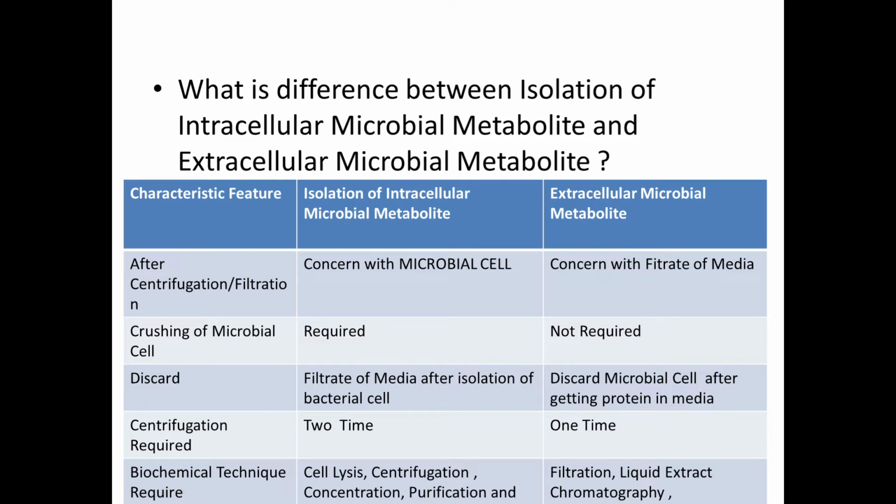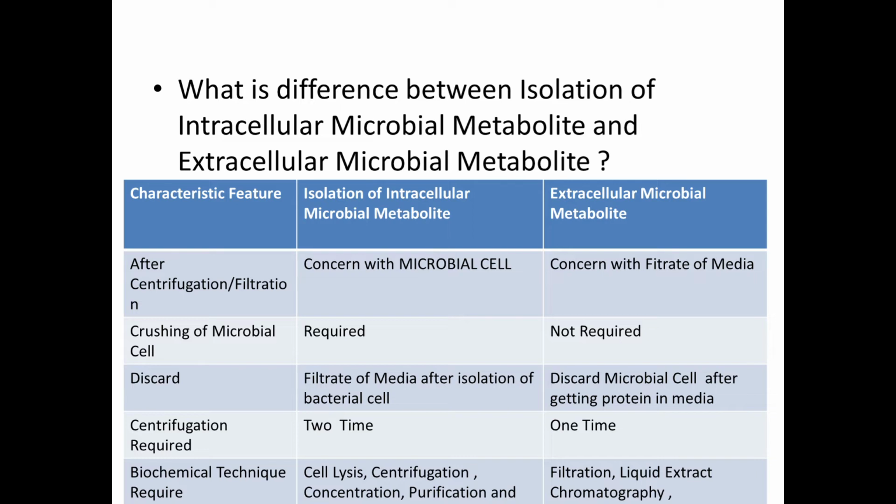If you observe the process, centrifugation is required two times in case of isolation of intracellular microbial metabolites, whereas for isolation of extracellular microbial product, it is required one time. Biochemical techniques: cell lysis, centrifugation, concentration, purification are required. But filtration, liquid extraction, and chromatography are required in case of extracellular microbial metabolites.